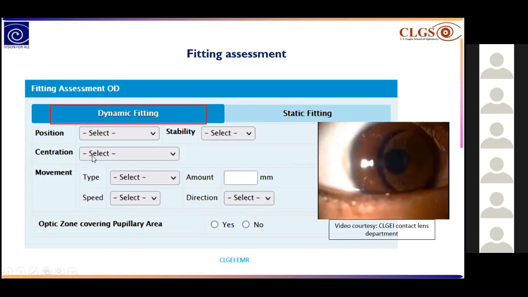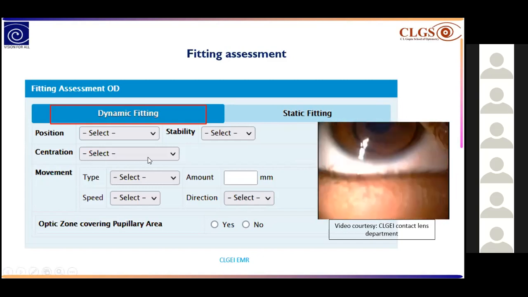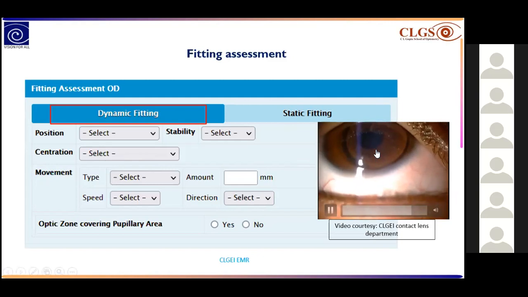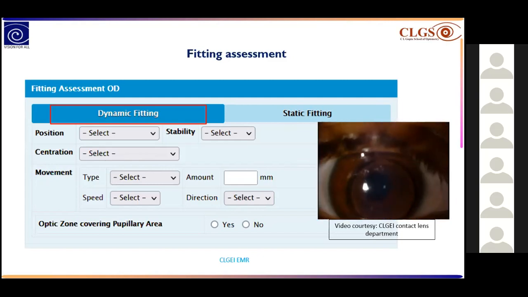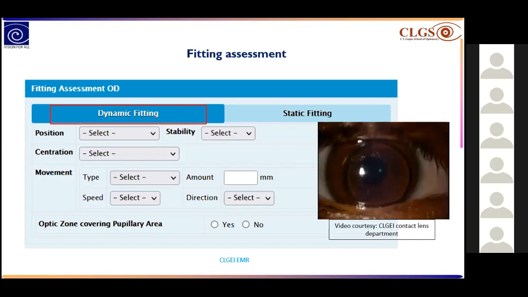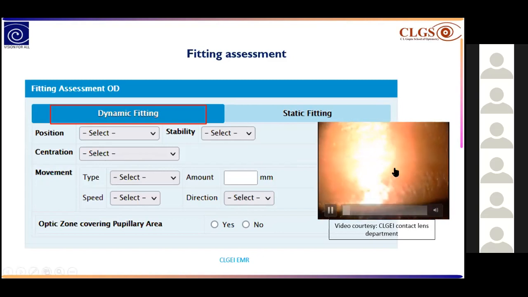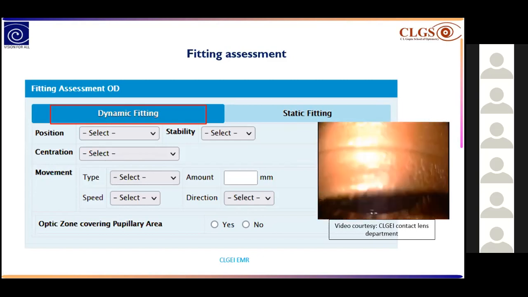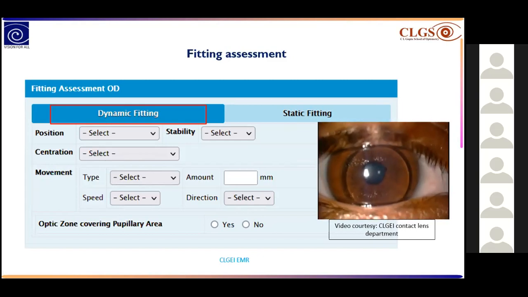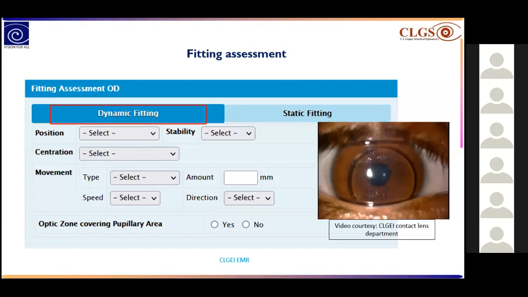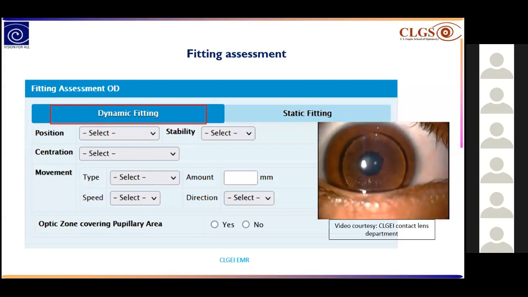Another is centration. For checking centration, we have to ask the patient to look in four different gaze positions, and then check whether the lens is crossing the limbal area or not. If it is crossing the limbal area in any of the directions, then that will be considered not good centration, and the stability is not good, basically, if the lens crosses the limbal area in any of the meridia.